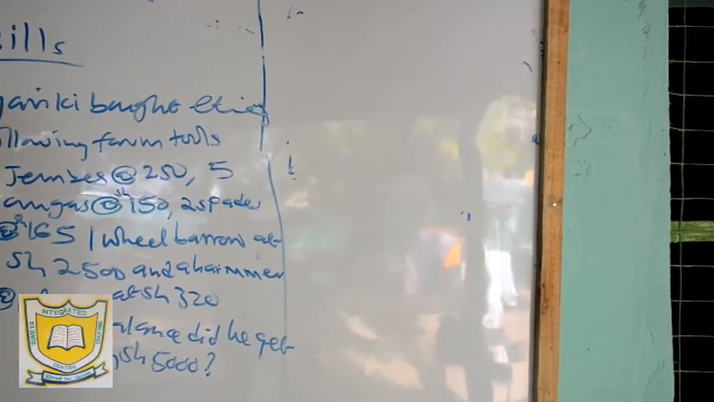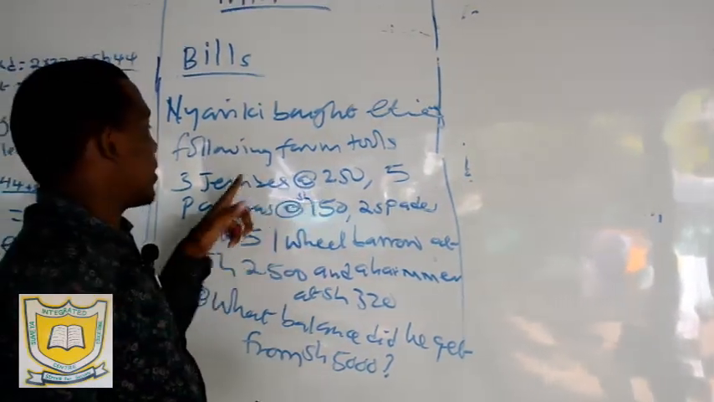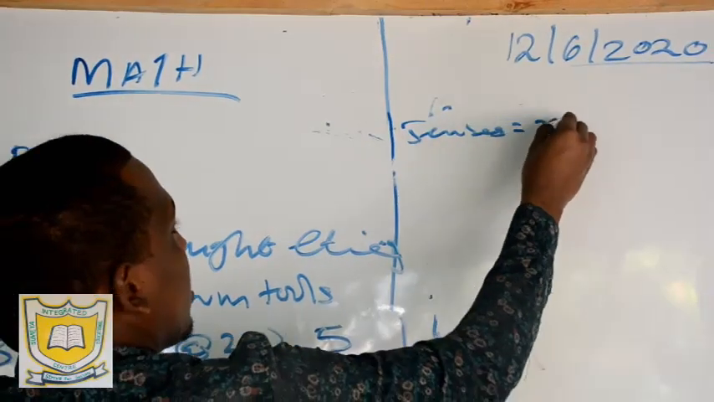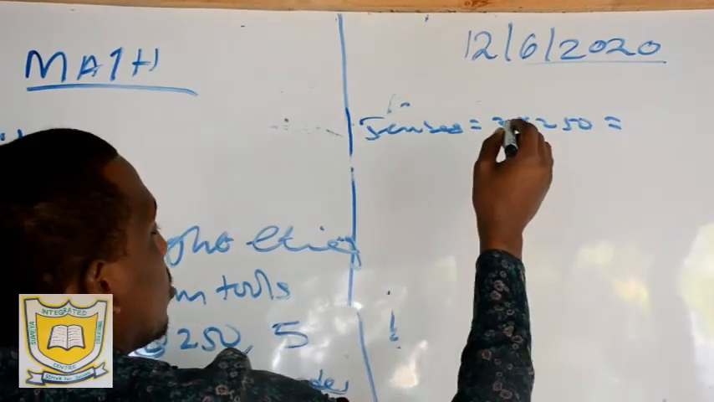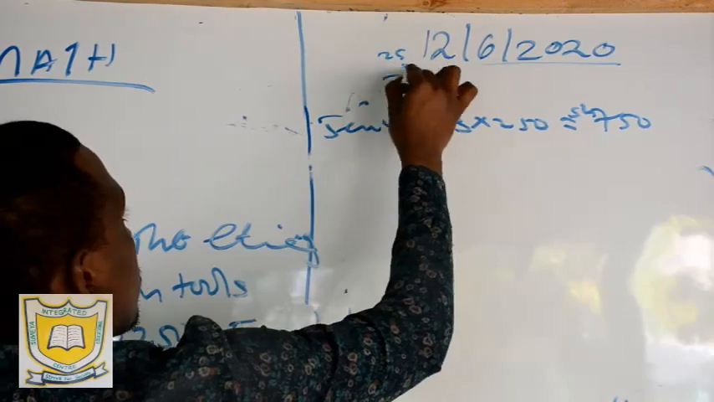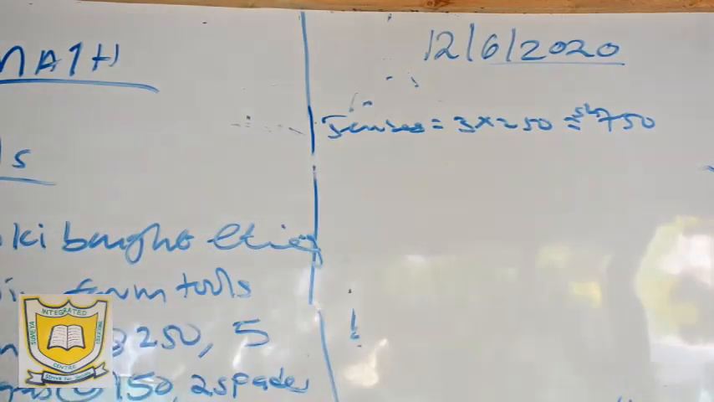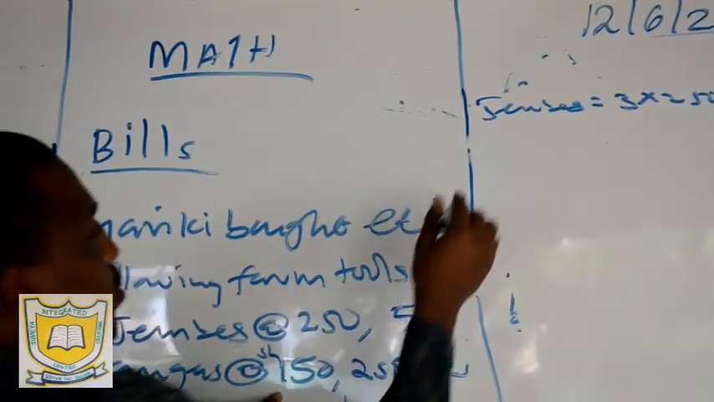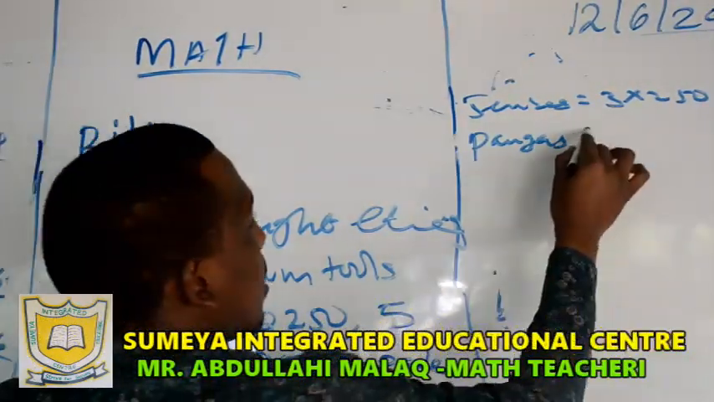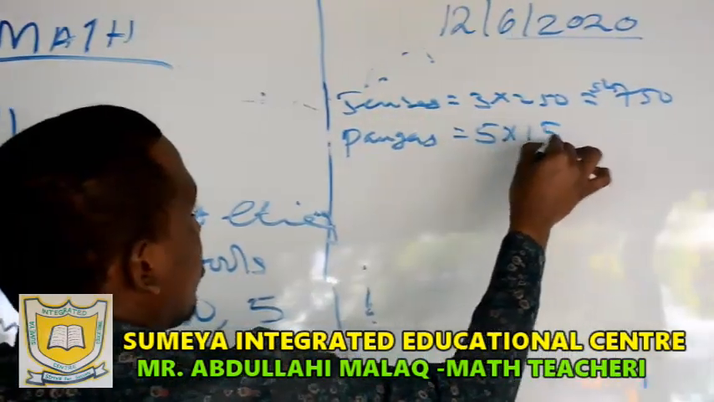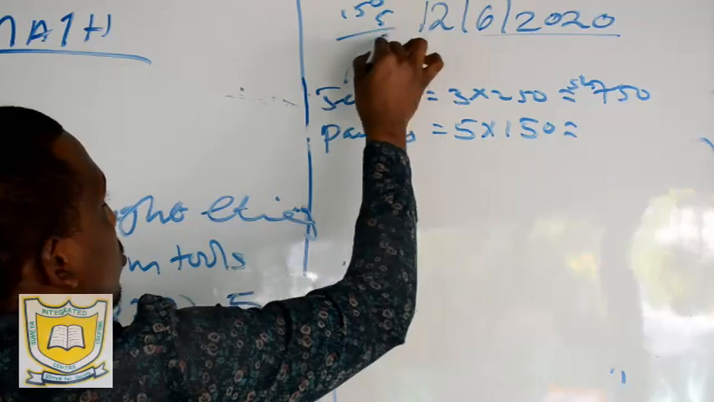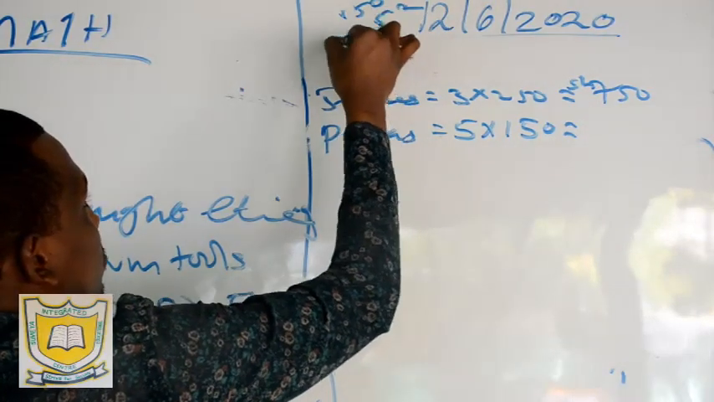You are told he bought the following: three jembes at 250. So jembes, 3 times 250, you will get 750. 5 bangas at shillings 150. Bangas, they said 5 bangas. 5 times 150, that is 150 times 5: 0, 25 carry 2, 6, 750.